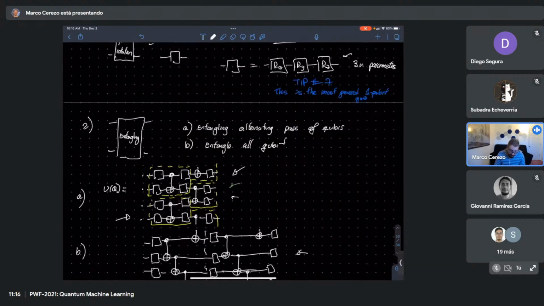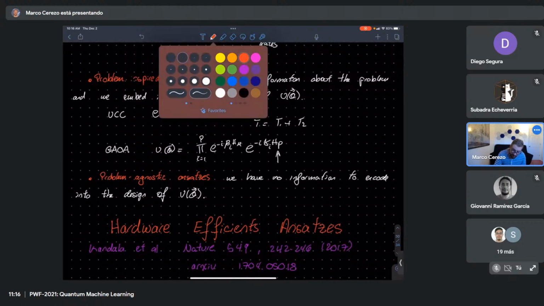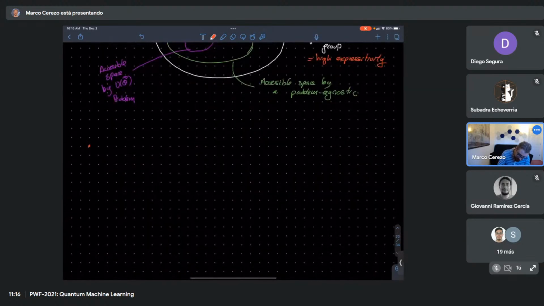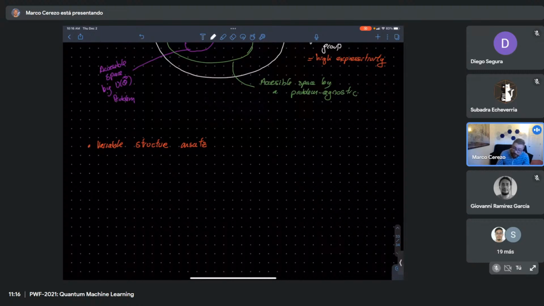I've been talking about problem-inspired ansatzes. I've been talking about problem-agnostic ansatzes. There are, of course, other ideas that you can have. For instance, you can have variable structure ansatzes, where we've been fixing the structure in both QAOA and UCC, and every time that I've drawn a circuit, it's just the same circuit, and we just change the parameters. But maybe we can do something different.